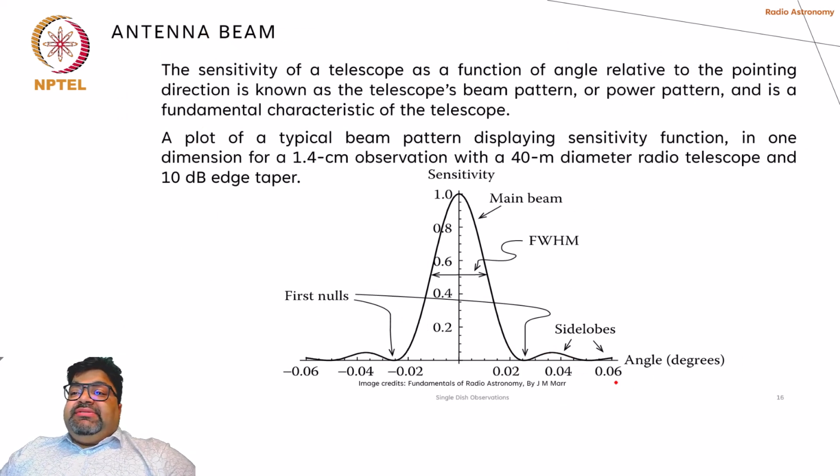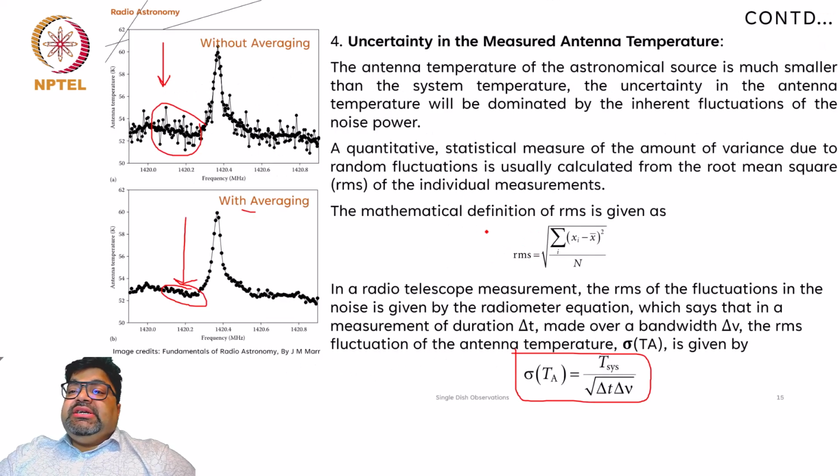Antenna beam is very important, because it again comes down to the thing that your full width half maxima is defining your field of view, and that's your main beam. Field of view defines what is your source. If it is within your field of view, then that cannot be resolved by single dish.